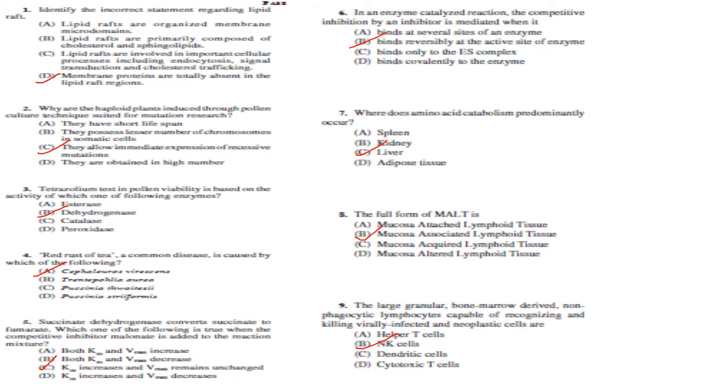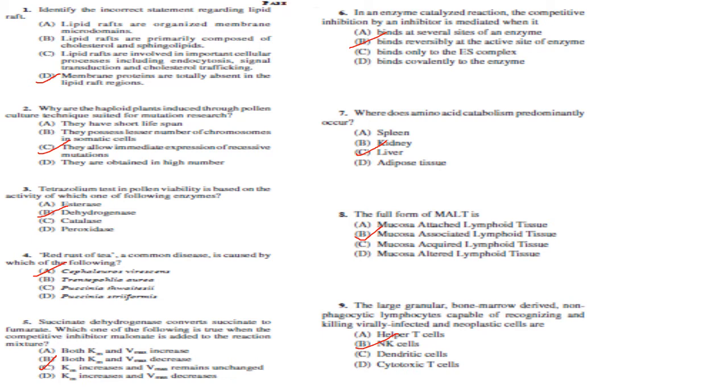Then in an enzyme catalyzed reaction, the competitive inhibition by an inhibitor is mediated when it binds at several sites on an enzyme, or binds reversibly at the active site of an enzyme. Yes, that is correct. It binds reversibly at the active site of an enzyme. Then next one. Where does amino acid catabolism predominantly occur? So it occurs in the liver.